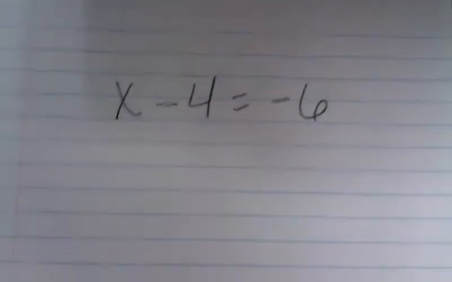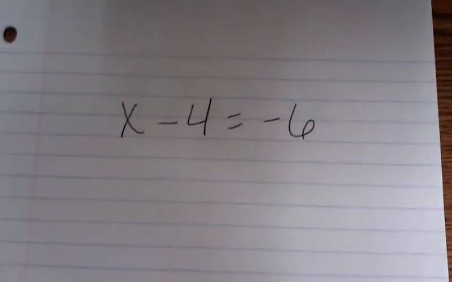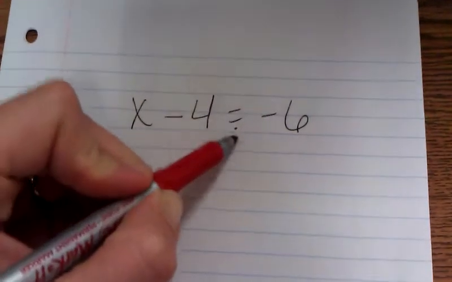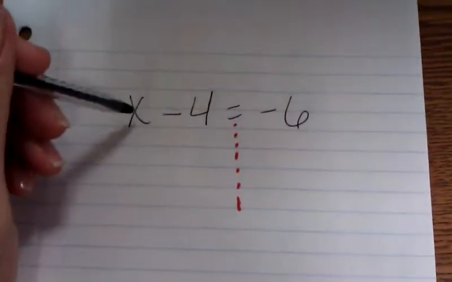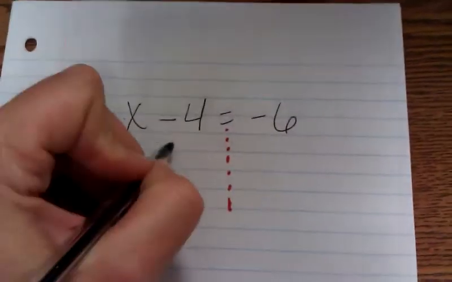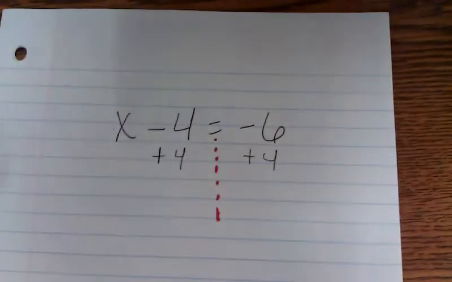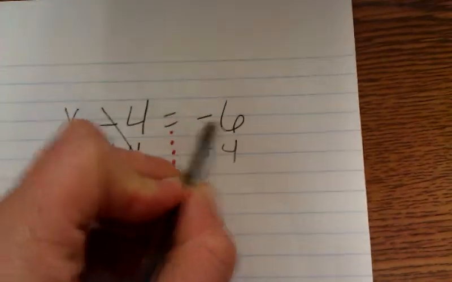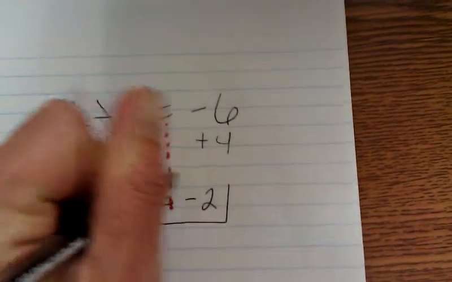Next example right here, and if you think you know how to do these, pause the video and try it and then come back and see how you do. Okay, I will draw a dotted line on the equal sign to balance it. Put my pencil on the variable, on the x. It says minus 4. The opposite of minus 4 is plus 4, so I will add 4 to each side. These cancel out, and I get x equals negative 6 plus 4 is negative 2, and I box my answer.